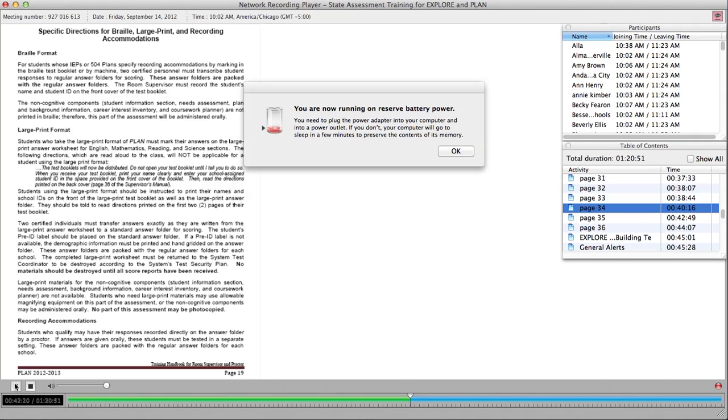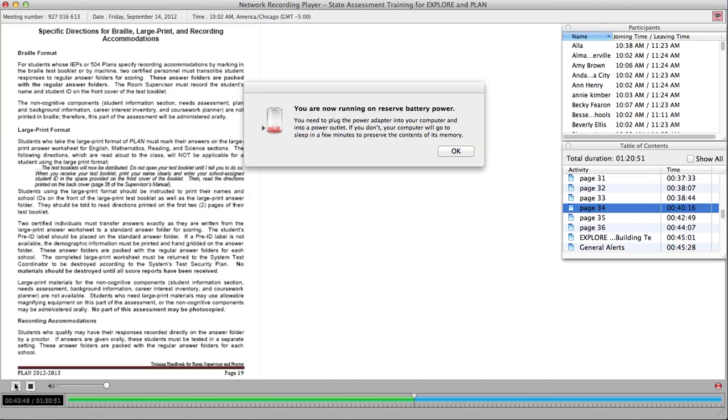And you'll pack those. You won't pack those any differently than you will the others. They will be included with the regular answer folders. Recording accommodations. Students who qualify may have their responses recorded directly on the answer folder by a proctor. And if the answers are given orally, then of course these students must be tested in a separate testing room. No more than one student may be in a room where answers are given orally.